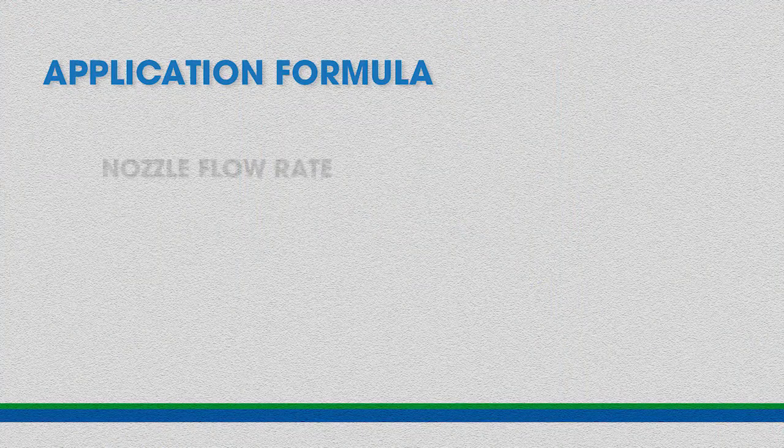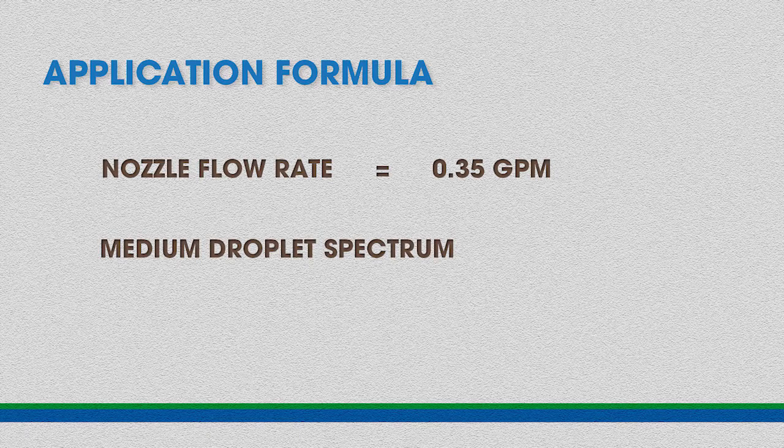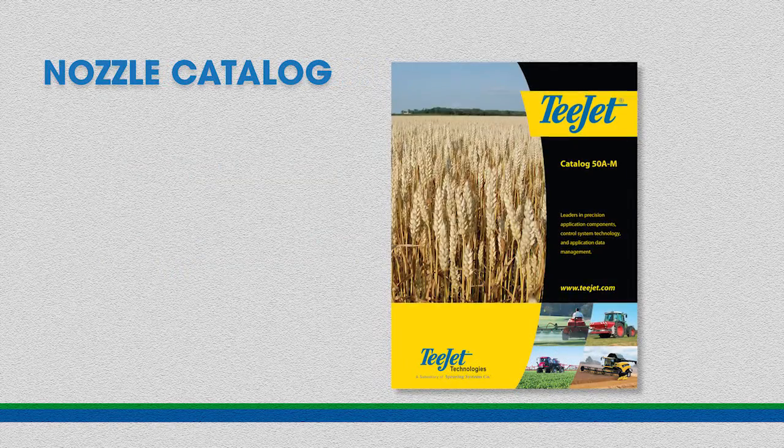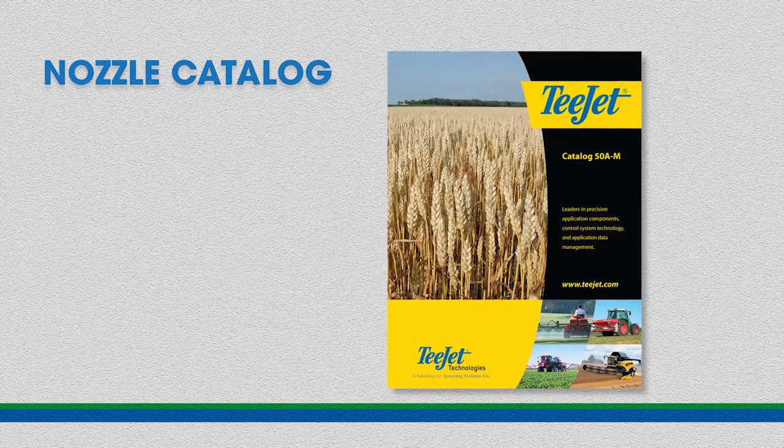Moving on to an example, we've decided to use Turbo TeeJet nozzle tips to make our application. We've just determined that we need a nozzle flow rate of 0.35 gallons per minute out of the nozzle. And in this example, let's say we're applying a fungicide and the label says we'll get our best results using a medium droplet spectrum. So let's look at the nozzle catalog page for the Turbo TeeJet nozzle.